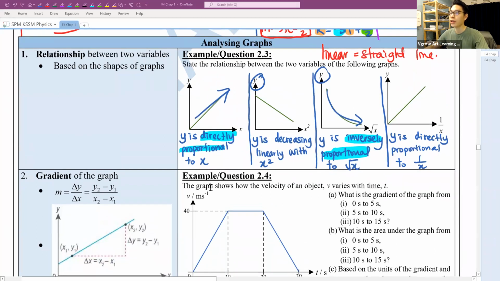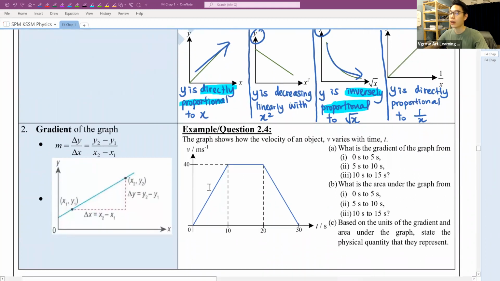Other than that, whenever you are analyzing graphs, we can also get the gradient of the graph. So gradient is the y distance over the x distance. You can use this formula that you learn in Form 3 maths also. But usually I just take the height over the length there, the y distance over the x distance. Then I know what is the gradient already. Just need to put in positive or negative yourself.